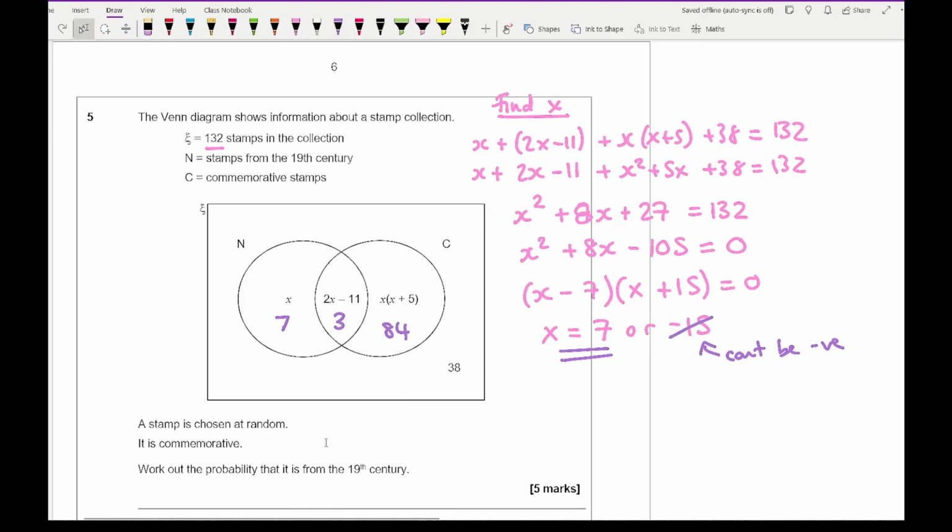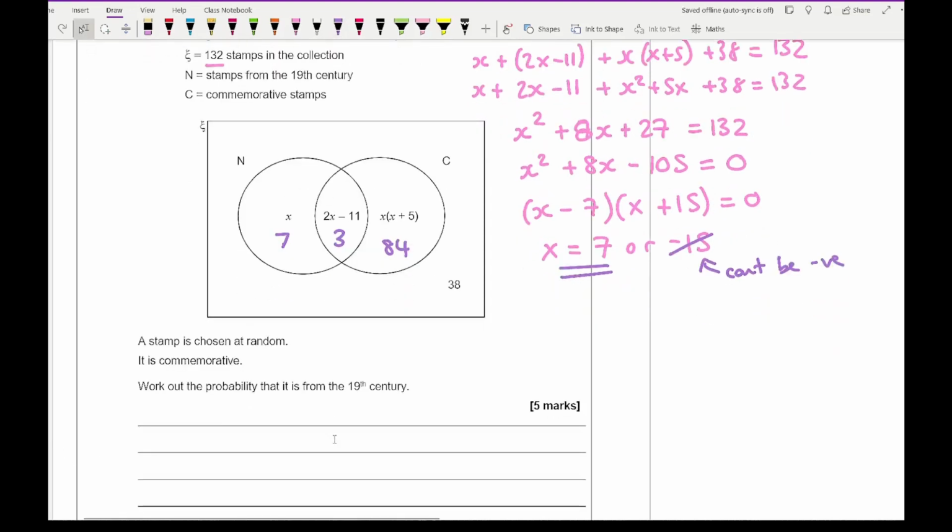Now the next thing for me then to do is to answer the question. So it says that a stamp is chosen at random. We know that it's C, so we're only looking in this yellow circle. And the question is saying what's the probability that it's also 19th century? So it's going to be an answer of 3 out of a total of 87.